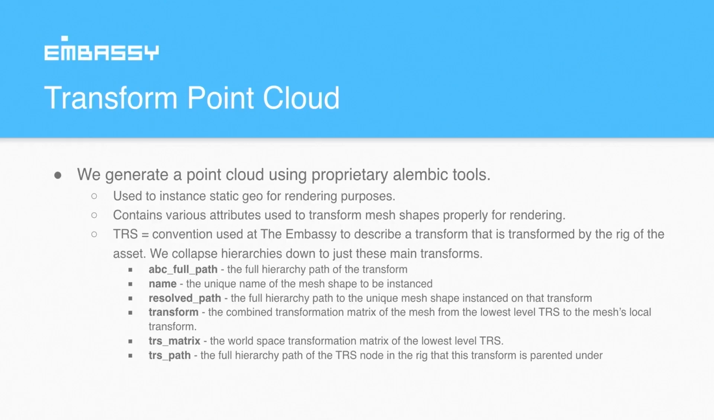So we use a convention that we call TRS at the embassy. And that's used to describe just a transform that's actually being transformed by the rig. So we're kind of ignoring all the groups in between, and we don't want to rebuild that entire hierarchy.